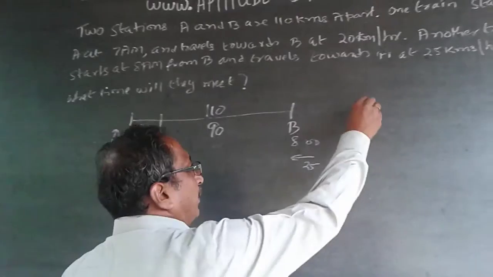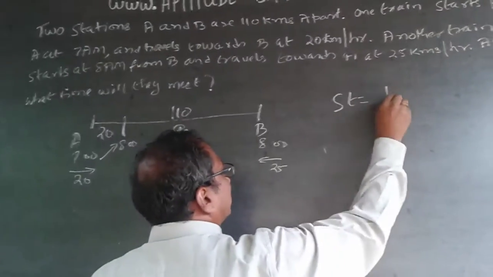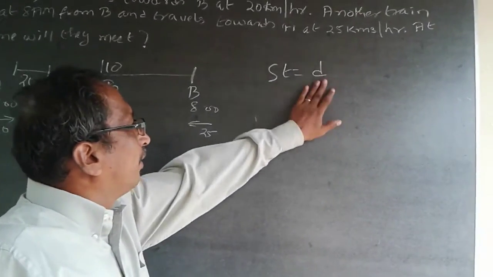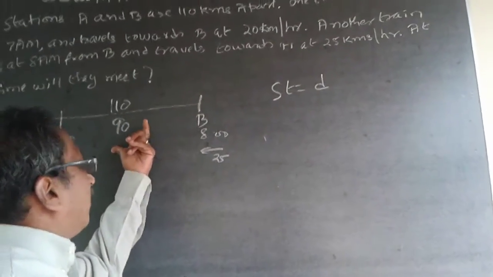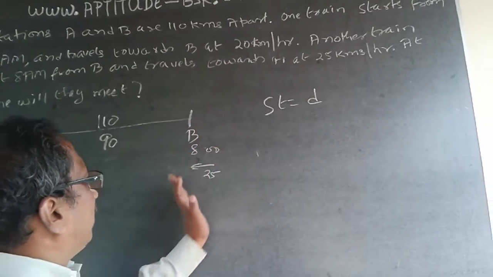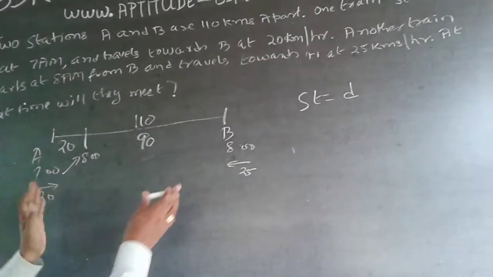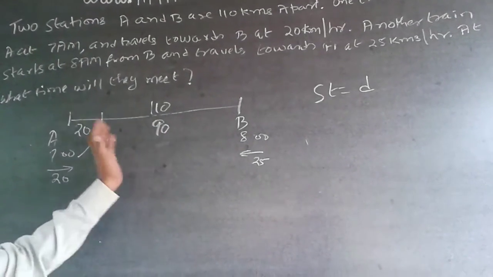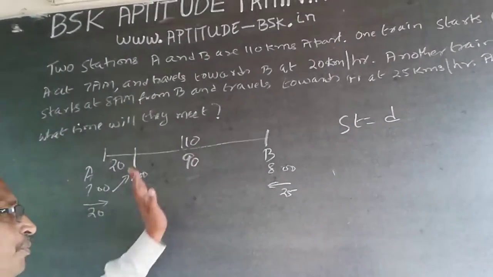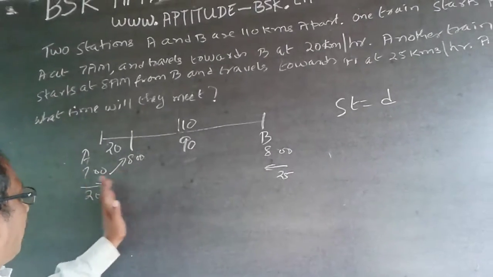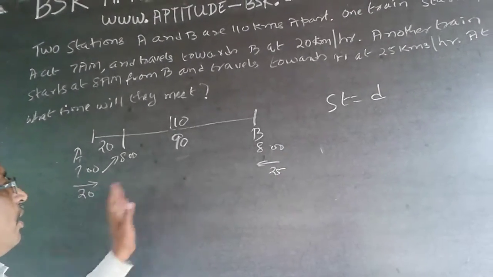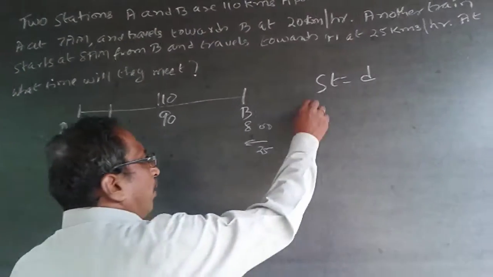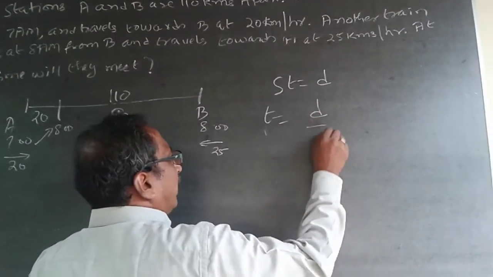In any speed, time, distance problem, speed into time is equal to distance. Here we know the distance. We know the relative velocity, and the time has to be found out for the two trains to meet. Both the trains put together have to cover 90 kilometers to meet. This train is traveling at 20 and this train at 25, so the relative speed will be 20 plus 25. Time will be equal to D by S.